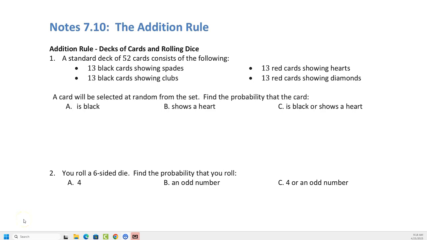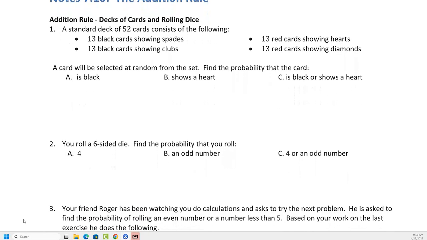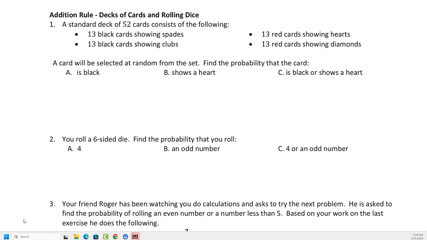So now we're going to do section 7.10, and this is going to be on the addition rule. And this set of notes actually does a really good job of walking us into that. Let's just go ahead and dive into this first example.